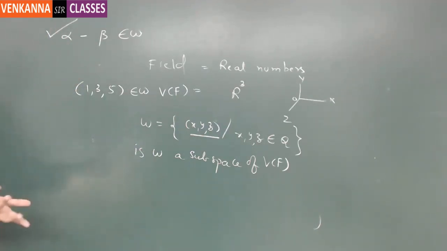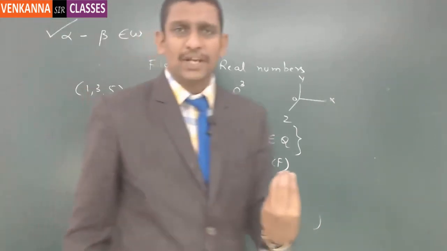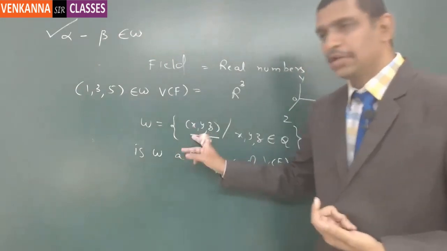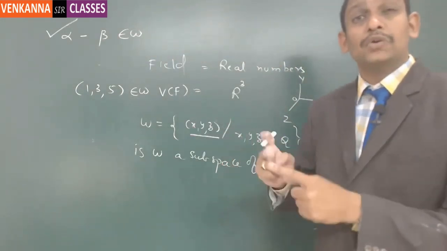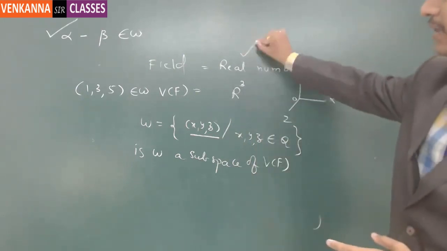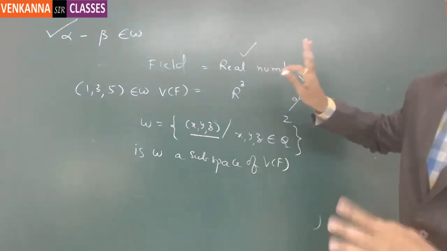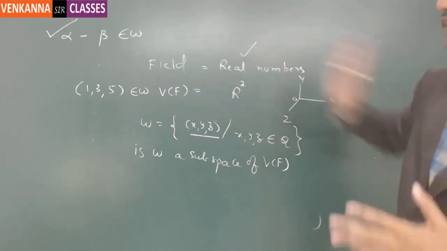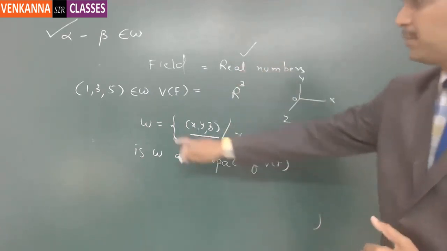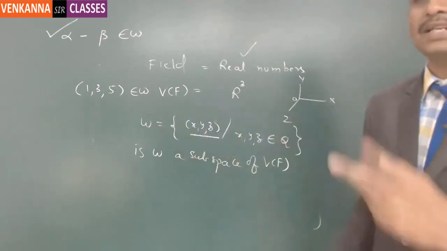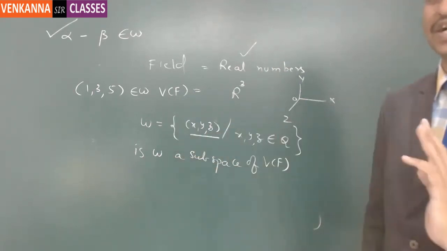So let us go with the second property, that is scalar multiplication. So what is meant by scalar multiplication? In the set W, you take any vector as you wish, and you take any scalar in the field. Whatever the field is given to you, you take any scalar in the field. So if you multiply that, the result must belong to W. That is called scalar multiplication or second condition.